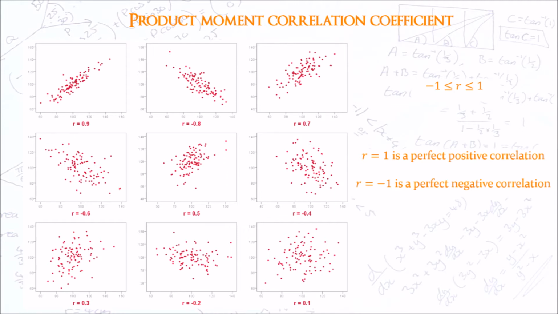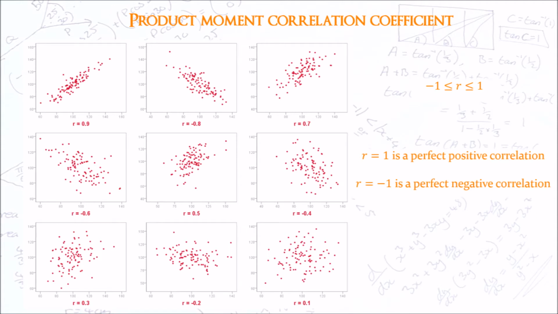Now the value of R, the PMCC, lies between -1 and 1 inclusive. If it's 1, it's said to have a perfect positive correlation, which means that all the points would lie on a line with a positive gradient. And if it was -1, it'll be a perfect negative correlation. A value of 0 means that there's no correlation at all between the two variables. And you can see on the left hand side here some examples of scatter graphs and their respective values of R.